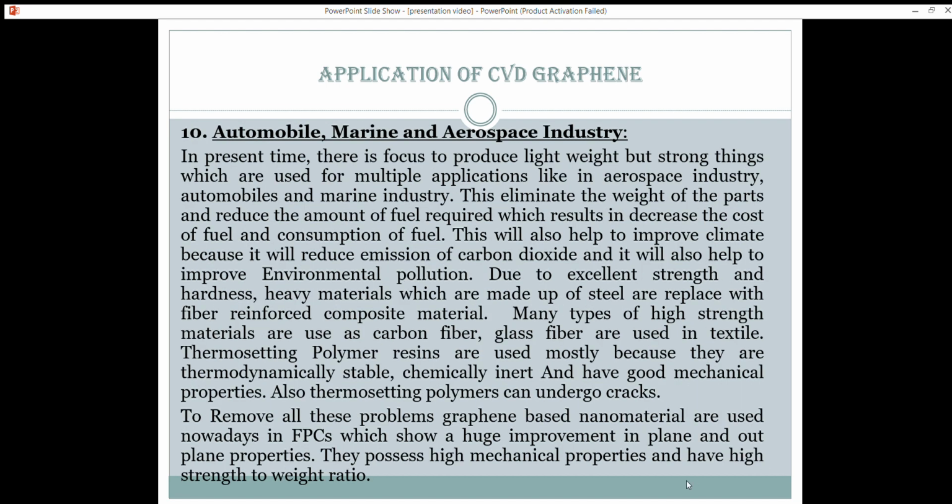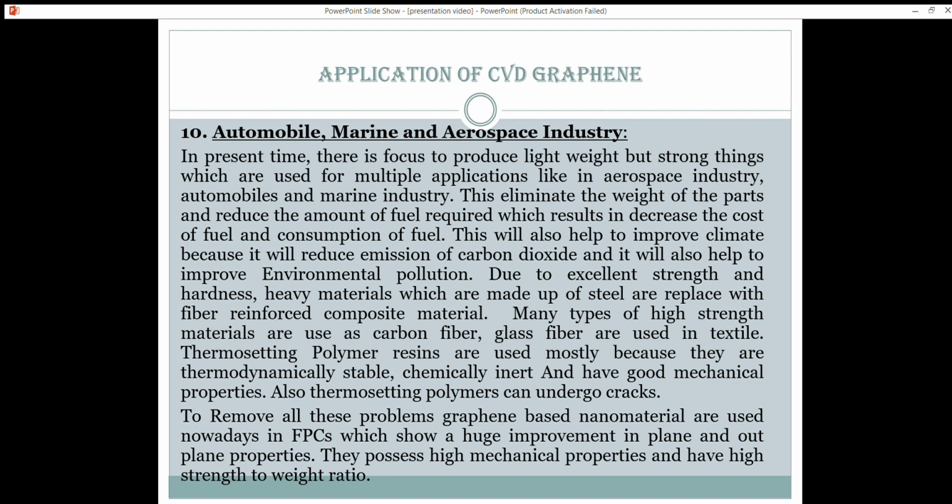Moving next, we will see applications of CVD graphene in the automobile, marine and aerospace industries. At present, there is a focus on producing lightweight but strong materials which are used for multiple applications, like in the marine industry, automobiles or the aerospace industry. This reduces the weight of parts and reduces the amount of fuel required, which results in a decrease in the cost and consumption of fuel.